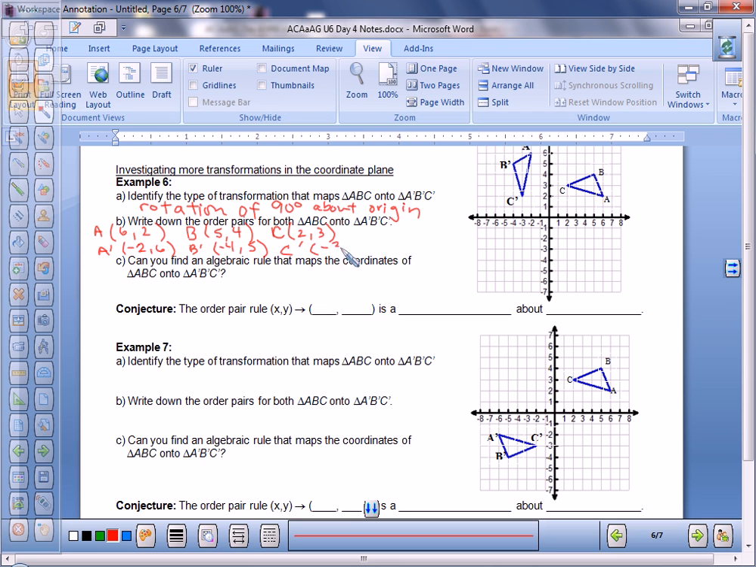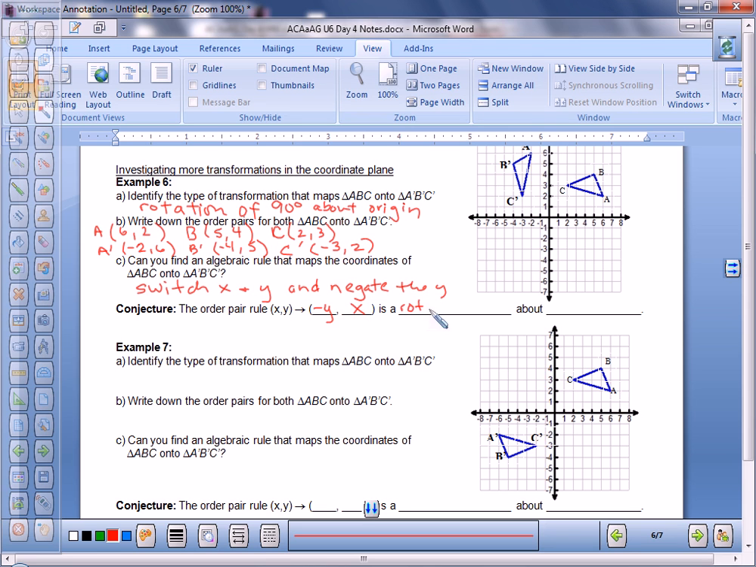What rule? We're going to switch the X and Y's, and negate the Y. So my rule is negative Y, comma, X. Switch them and negate the Y. That is a rotation of 90 degrees about the origin.